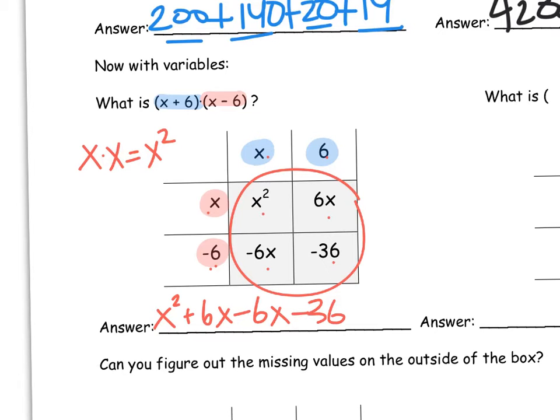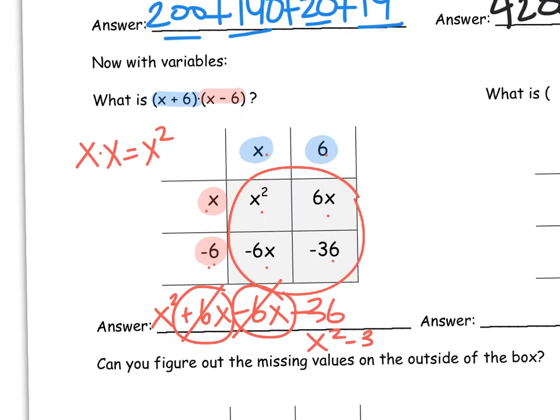We just learned about like terms. 6x and negative 6x are like terms. They cancel each other out. That means our final answer is x squared minus 36.